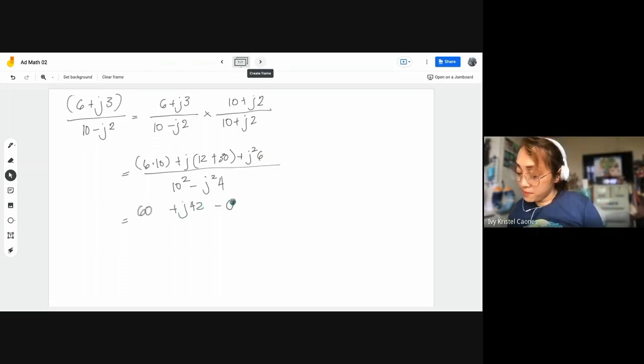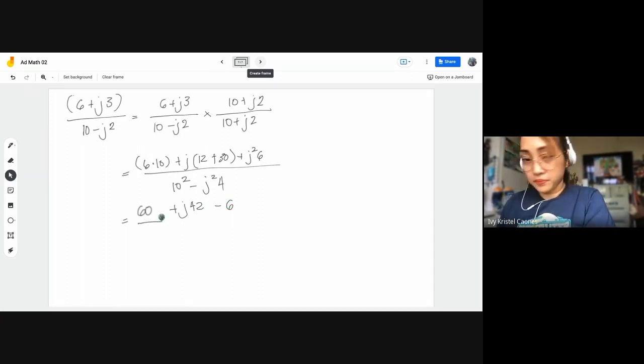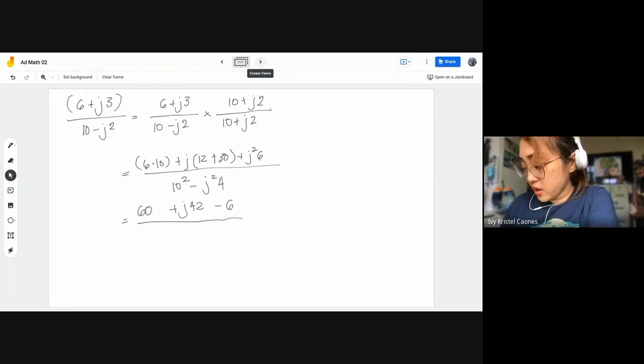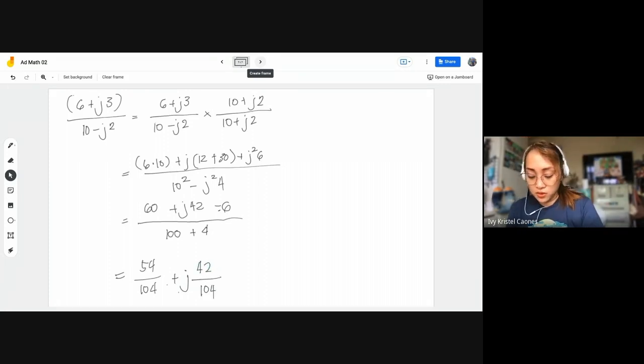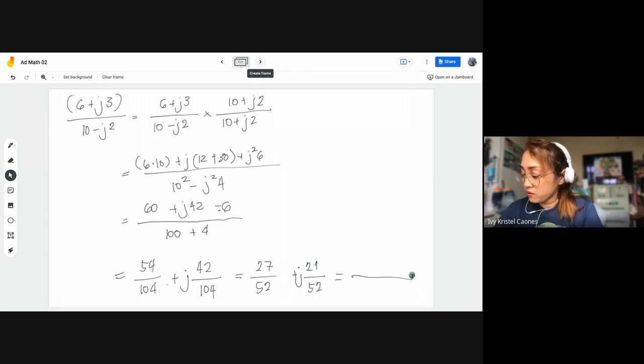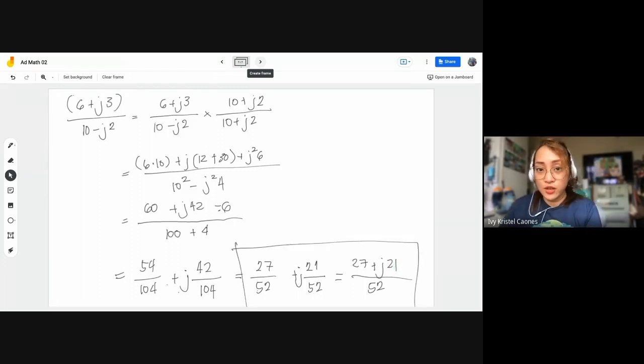minus 6, tama ba? Okay, then 10 squared is 100 plus 4. So that is 60 minus 6 is 54 over 104 plus j42 over 104. 54 over 104, that is 27 over 52, plus 42 over 104, 21 over 52. Or 52, 27 plus j21. Either of this is accepted. So that is the rule for division.